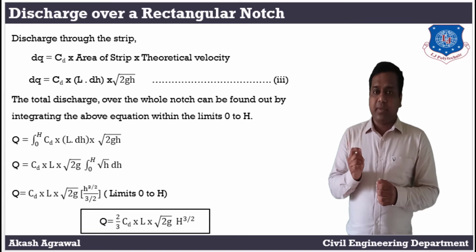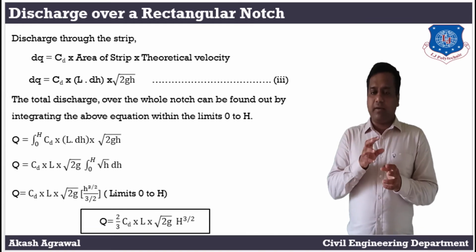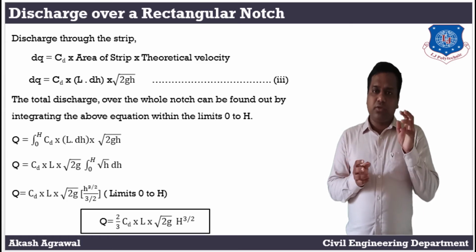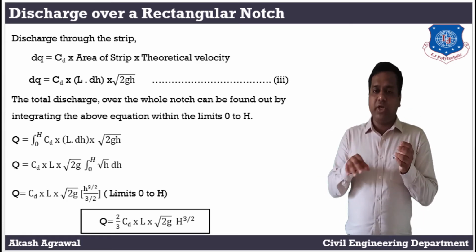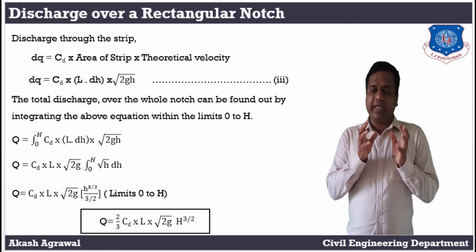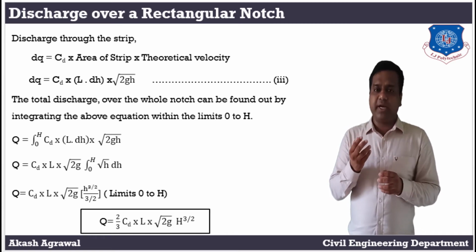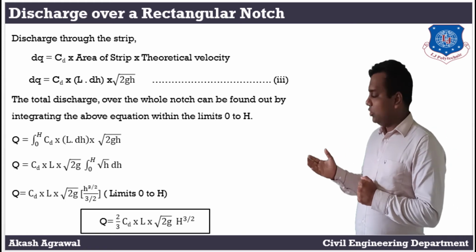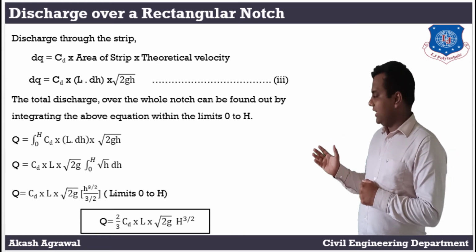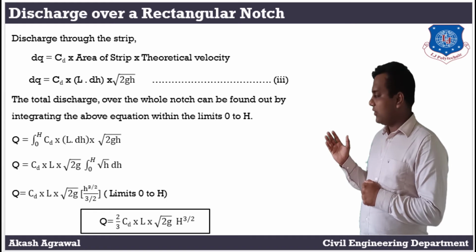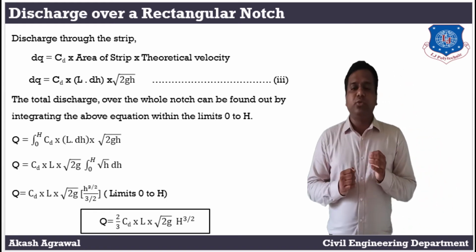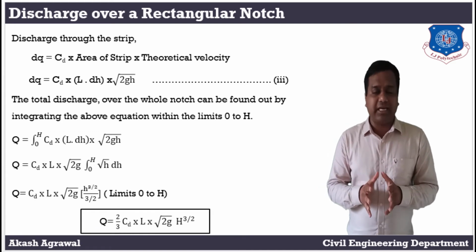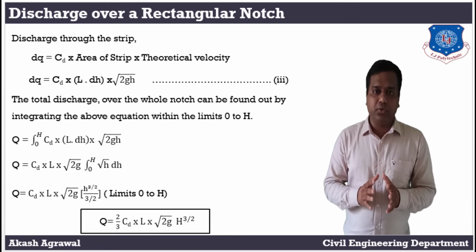Now what we are doing is putting in the limits capital H and 0. If we put 0, then the whole expression becomes 0. So we put capital H raised to 3 by 2 upon 3 by 2. The final equation becomes Q is equal to 2 by 3 into Cd into L into under root of 2g into H raised to 3 by 2. So this is the final equation to find the discharge over a rectangular notch.